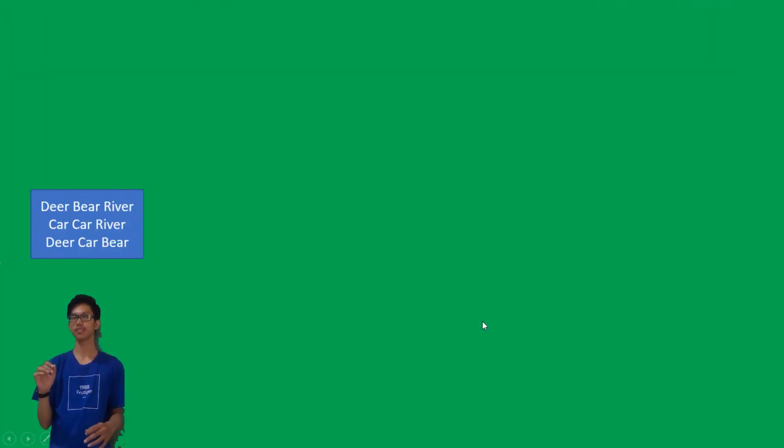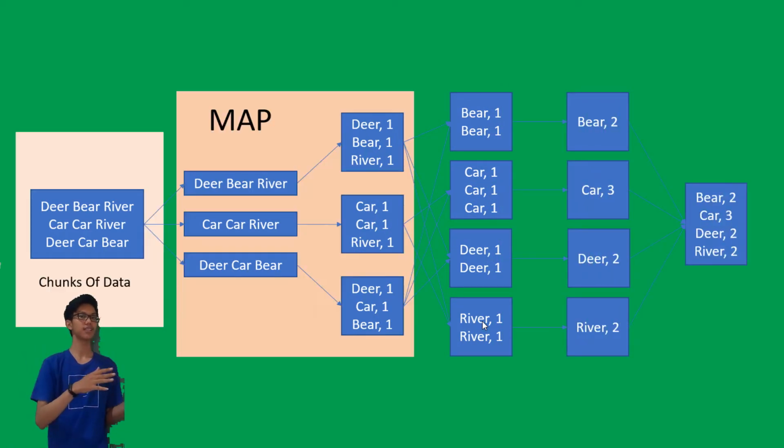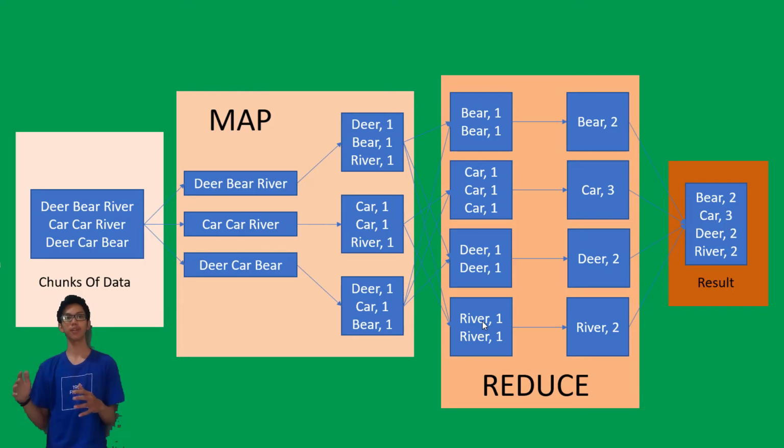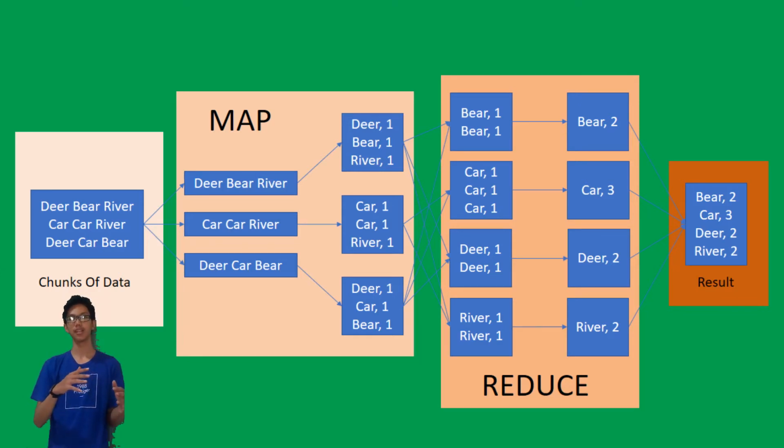MapReduce is a framework with which we can write applications to process huge amounts of data in parallel on large clusters of commodity hardware in a reliable manner. The MapReduce algorithm contains two important tasks, namely map and reduce. Map takes a set of data and converts it into another set of data where individual elements are broken down into tuples, which are key and value pairs. Secondly, the reduce task takes the output from a map as an input and combines those data tuples into a smaller set of tuples. As the sequence of the name MapReduce implies, the reduce task is always performed after the map job.